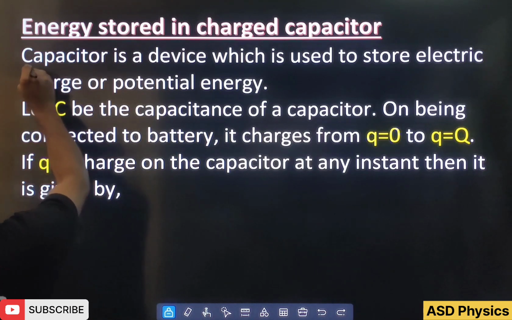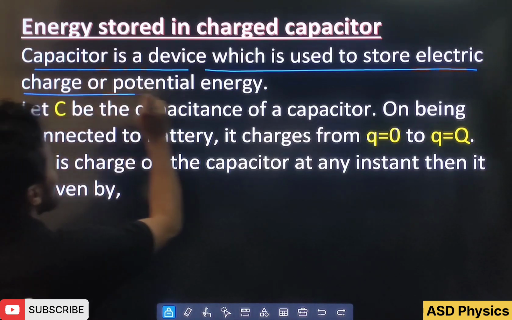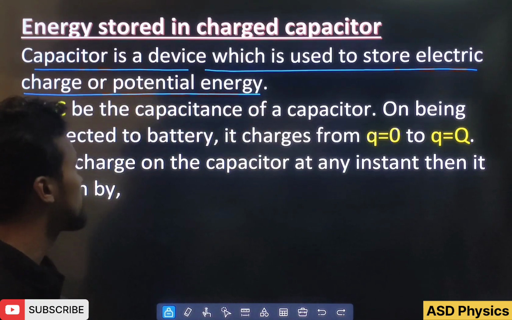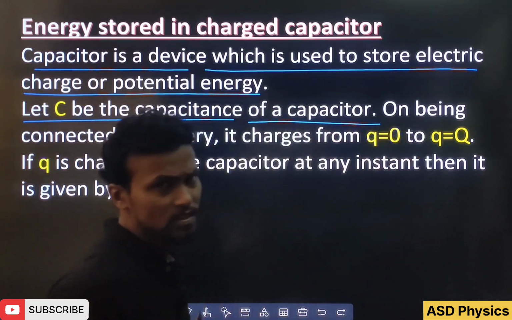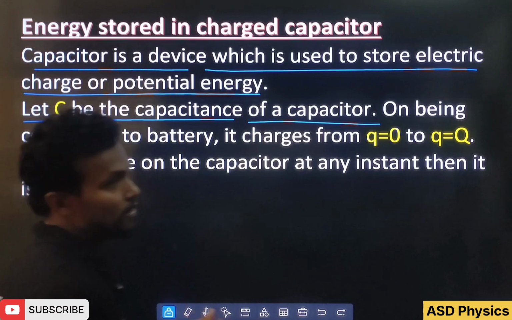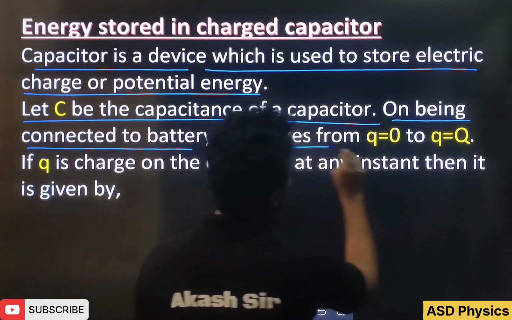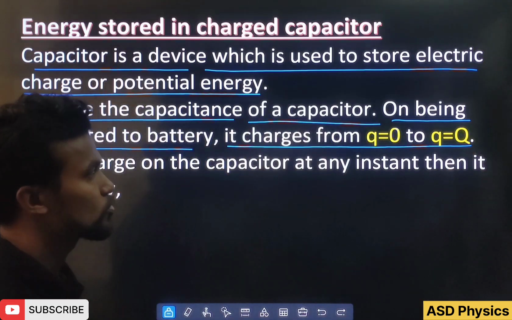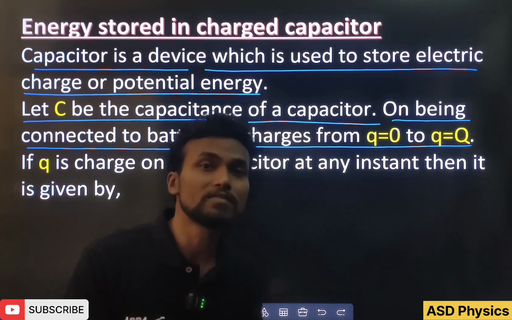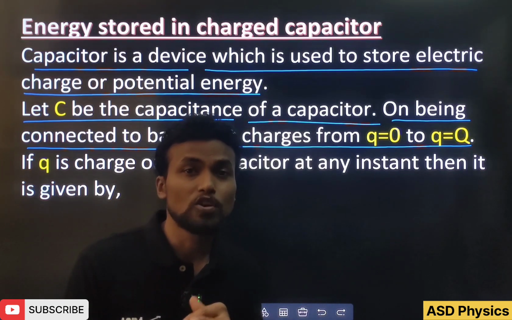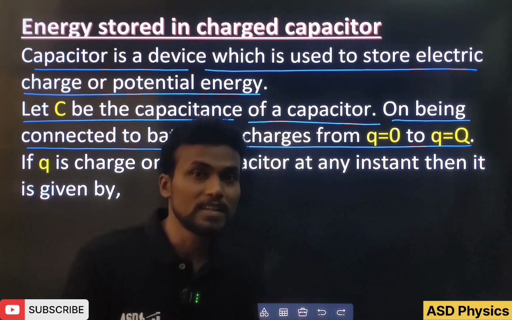So see, as we know very well, a capacitor is a device which is used to store electric charge or potential energy. Now students, let C be the capacitance of the capacitor. After that, let's see what is given. On being connected to a battery, it charges from Q equal to 0 to Q equal to capital Q. Because the moment the capacitor is connected to the battery, it will not charge instantly; it depends upon the value of the time constant, that means tau equal to RC. It may charge slowly or fast depending upon the time constant.